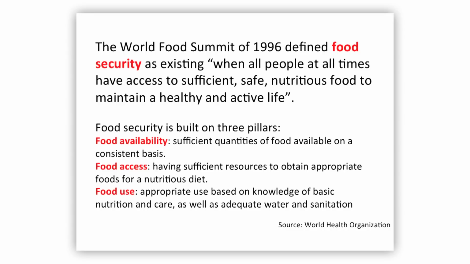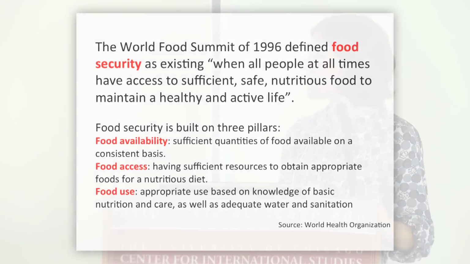Availability is just quantities of food available on a consistent basis. Access is having the resources to obtain food for a nutritious diet. And then use is basically knowledge, whether a population can use that food. And I think you'll spend most of the next 3 days talking about these issues, so I won't go into that in too much more detail.